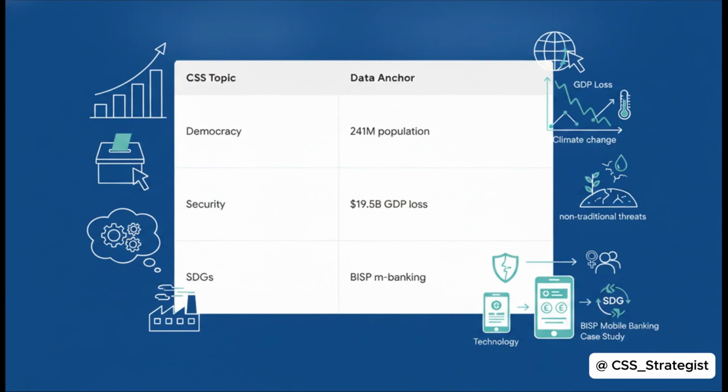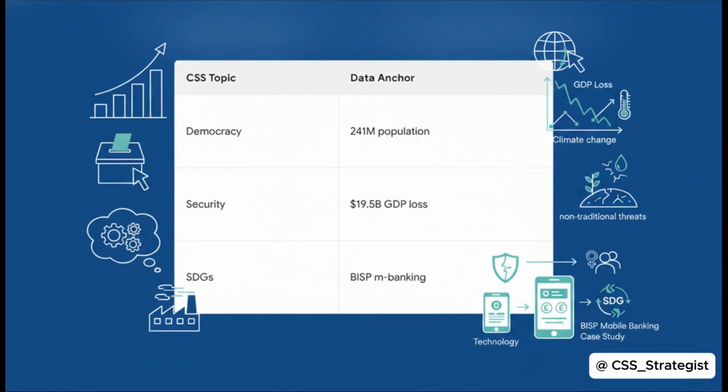Finally, Module 6, CSS Exam, Analytical Linkages. Okay, let's put my former FPSC examiner hat firmly on. How do you fuse all this information into a high-scoring CSS essay or Pakistan Affairs answer? It's simple. You have to map the data across your syllabus topics.